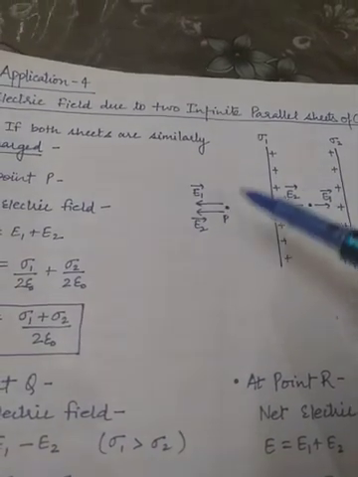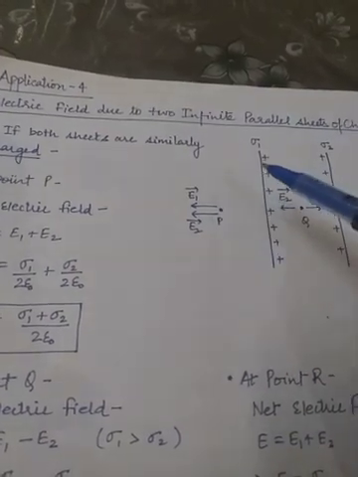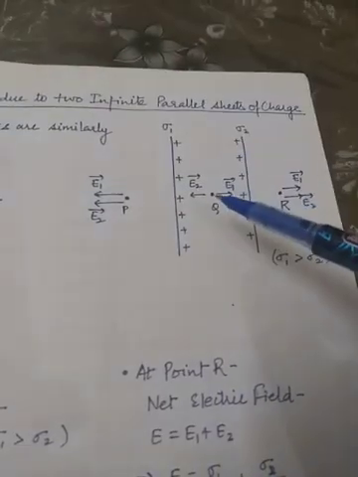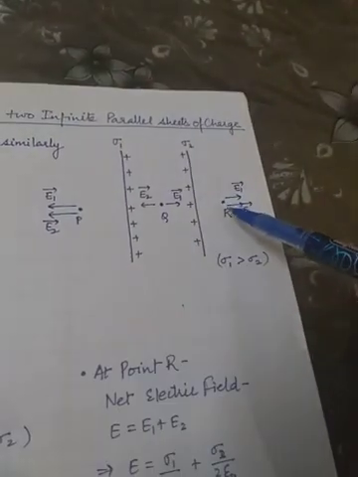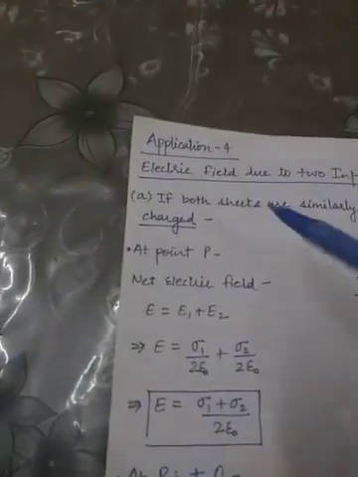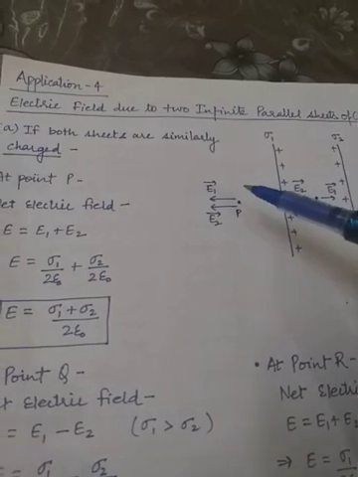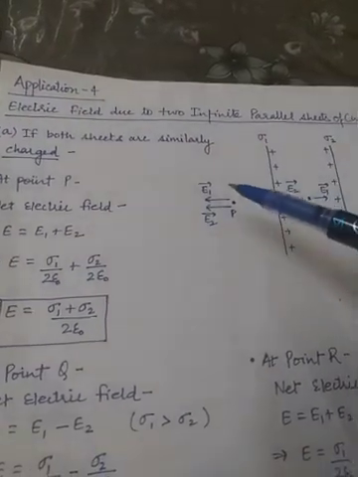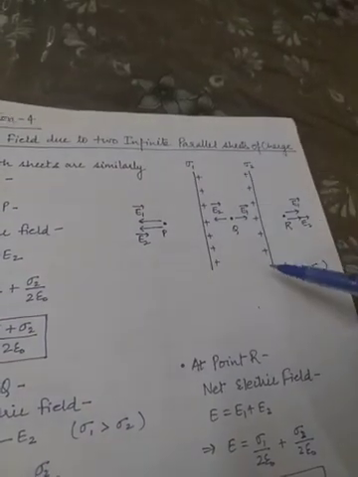First is P, that is outside of the first sheet, means on the left of two sheets. Second, Q, which is in between those two sheets. And third is R, right of second sheet. So let's start our derivation. At point P, there are two intensities of electric field. First due to sheet 1 and second due to sheet 2.